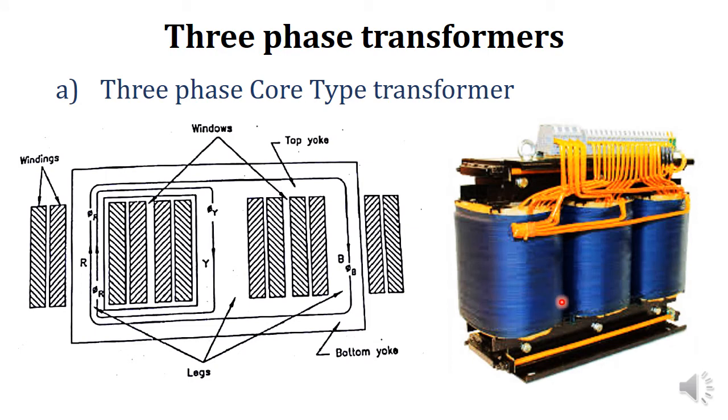This is the picture of a practical three-phase core type transformer in which there are 3 limbs, 1, 2, 3, and 2 yokes, 1, 2. And this shows the first limb which holds the low voltage and high voltage windings of one of the phases, say R phase, then it will be for Y phase and this will be for B phase.